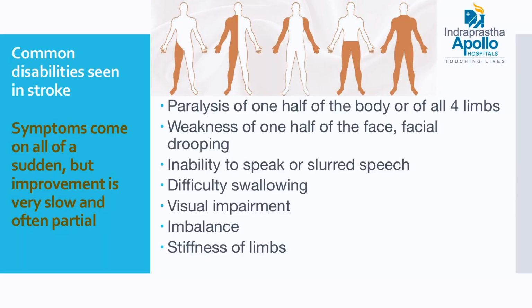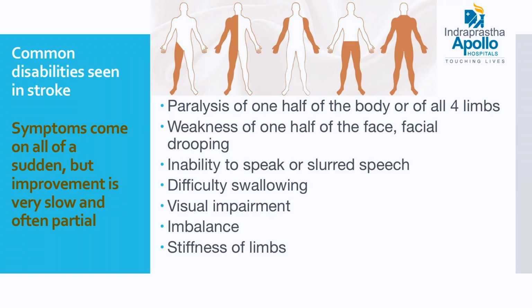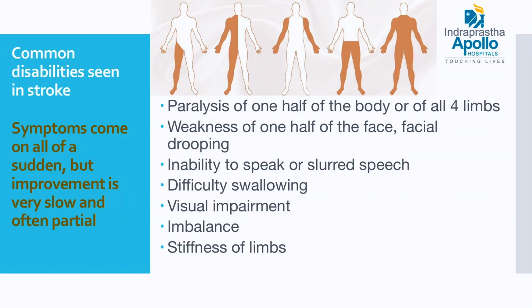The common disabilities which are seen in stroke can be paralysis of the limbs. It can be one limb or all four limbs, but the most common type is paralysis of one half of the body. There can be facial drooping or weakness of one half of the face, speech difficulties, swallowing difficulties, visual impairment, imbalance, and a paralyzed limb can become stiff, especially over time.